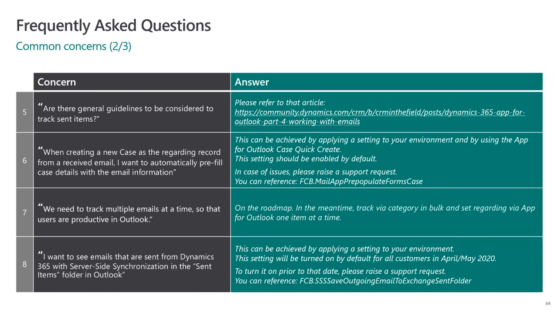If you want to see emails that are sent from Dynamics 365 with server-side synchronization in the sent items folder in Outlook, same, this can be achieved by applying a setting to your environment. By the way, this setting will be turned on by default for all customers in the April-May timeframe of this year. If it's not the case or you want it earlier, you can also reach out to support to enable the setting that allows any email that is sent from Dynamics 365, not from Outlook, to be reflected in the sent items folder in Outlook for your users.